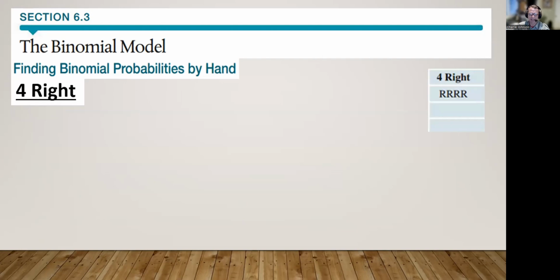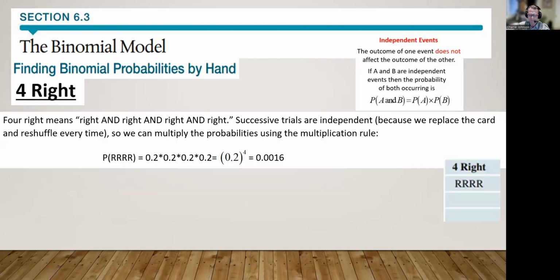Okay, so what are the ways that we can get 4 right? We saw there was 1 way this could happen, R, R, R, R. 4 right means that we would have a right and right and right and right. Successive trials are independent, meaning if we guess right on the first one, guessing right on the second one will be independent of what we guessed on the first one. It's because we replace the card and we reshuffle every time.